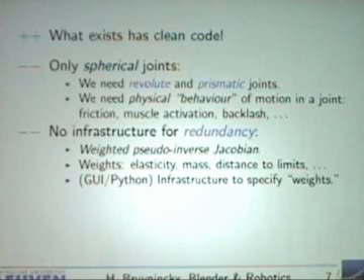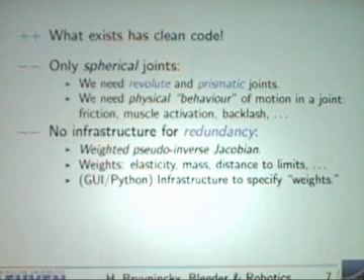There's also a very poor infrastructure for redundancy. Redundancy means you can move your hand in many different ways, so you have more motors, more degrees of freedom than you really need. So how do you solve this? I will explain a little bit more. This is the mathematical theory that has been developed in robotics, but also in computer animation, to solve these things.